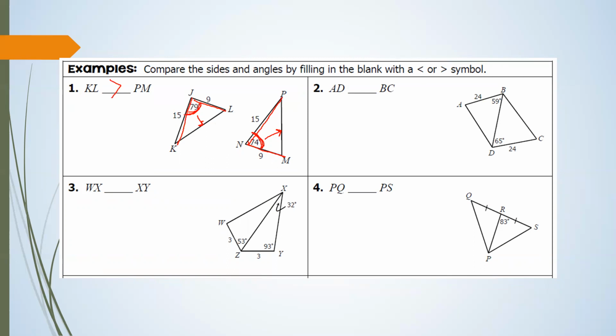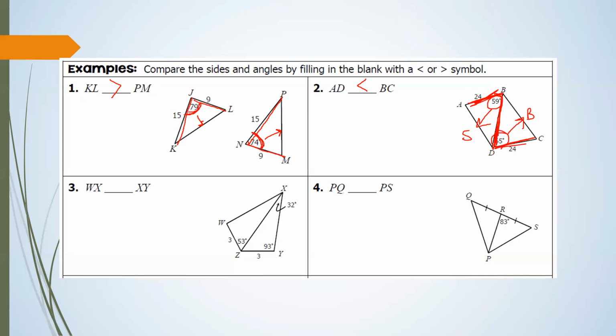In number 2, I see 24 and a 24, and they share this side, so that's going to be equal to itself. So now I see 59 and 65. 59 is smaller, 65 is bigger. So that means that BC is going to be greater than AD, or AD is going to be less than BC.